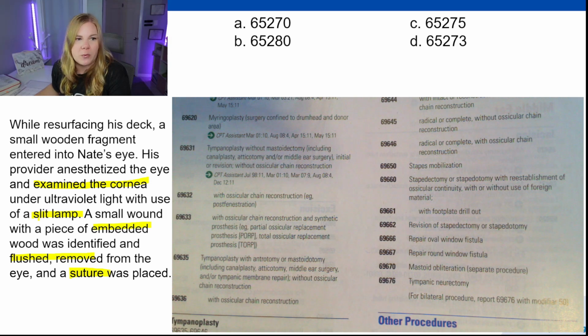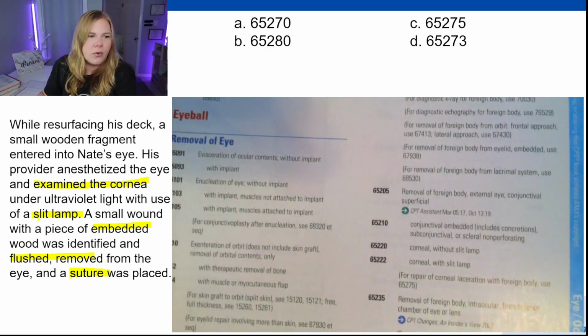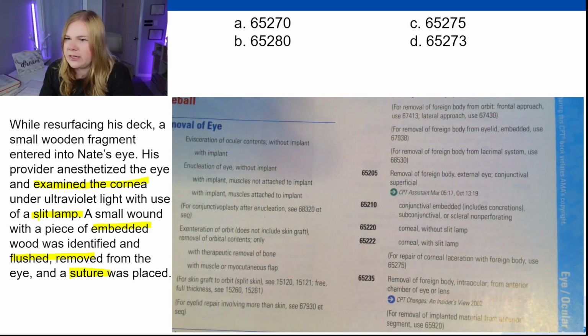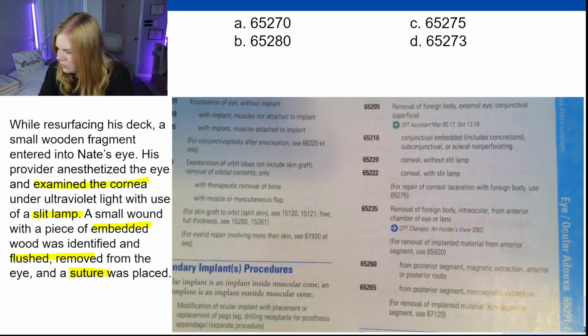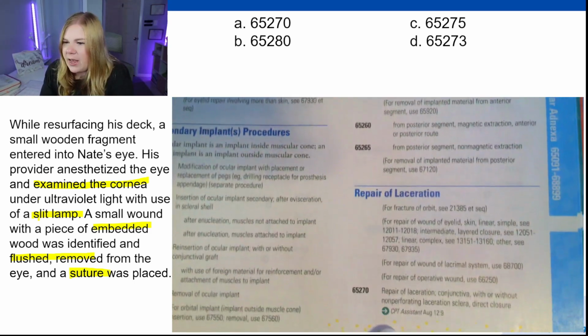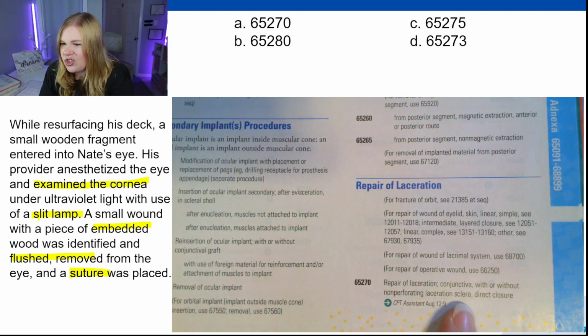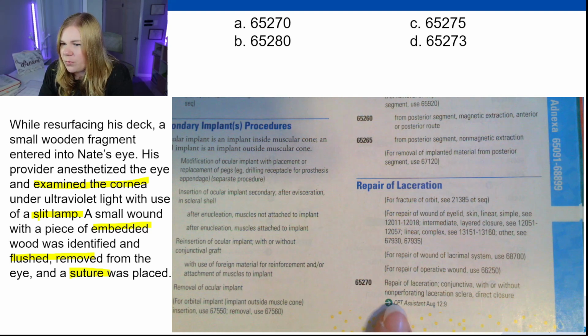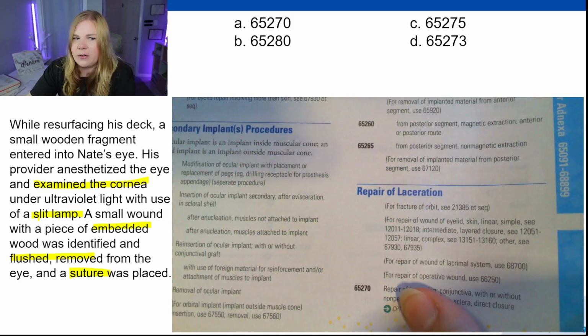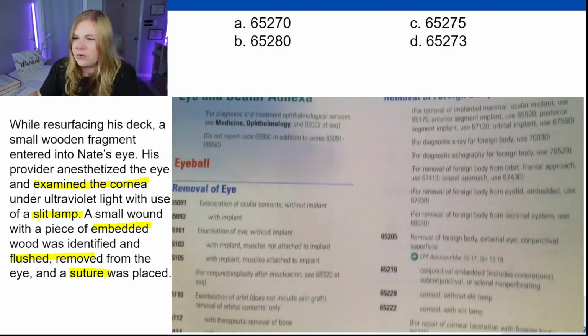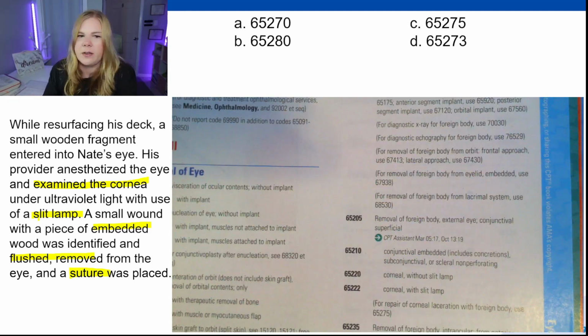We have 4 different code options: 65270, 65280, 65275, and 65273. Foreign body removed from the cornea, the use of a slit lamp. So we have option A is our 65270. 65270 is a repair of a laceration of the conjunctiva with or without non-perforating laceration of the sclera, direct closure. We did do a suture placement here, but I don't know that we are necessarily just doing a suture because we removed a foreign body too, and that code doesn't say anything about the foreign body.